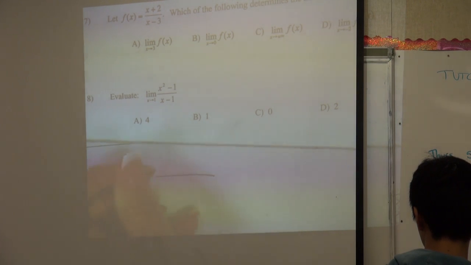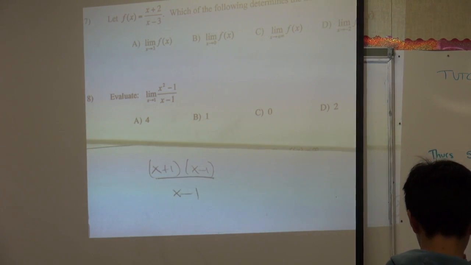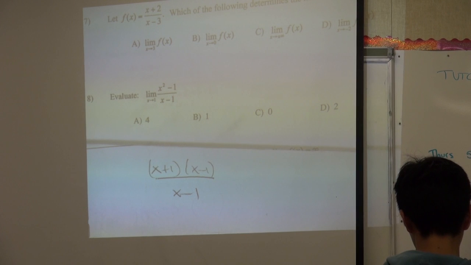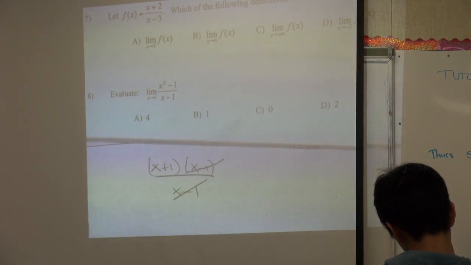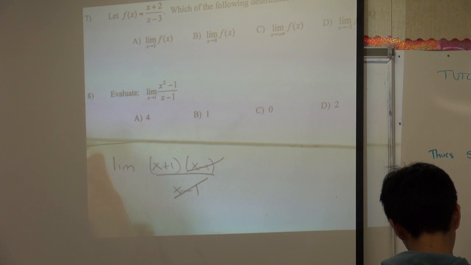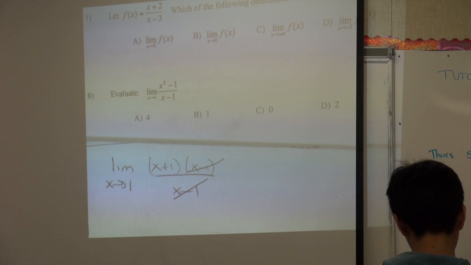If you factor this one in the numerator, you get x plus 1, x minus 1. And then it's over x minus 1. And it cancels. So now, all you're doing is the limit as x approaches 1 of x plus 1. Which now means plug in 1. And the answer is 2.